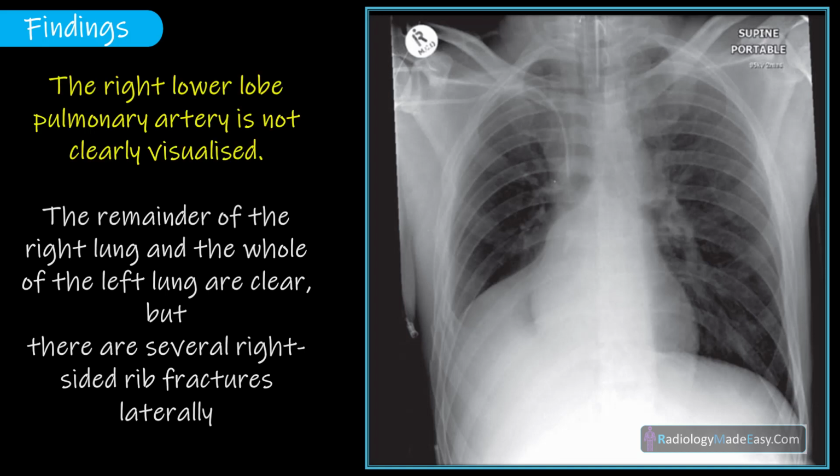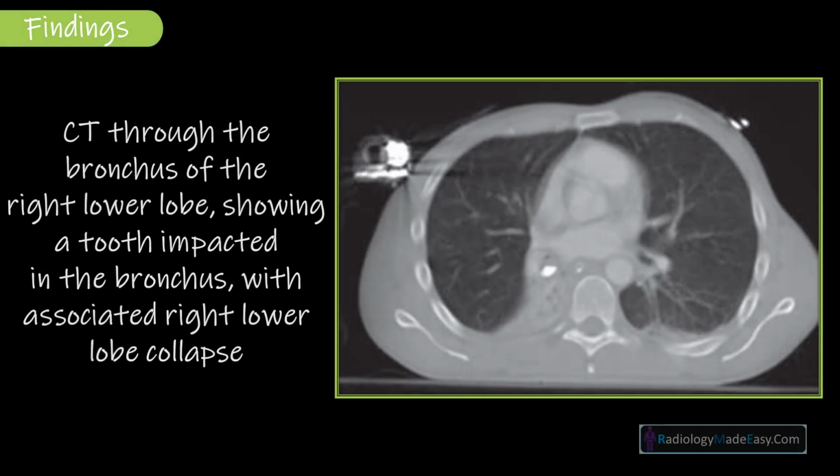Furthermore, the right lower lobe pulmonary artery is not clearly visualized, and the remainder of the right lung and the whole of the left lung are clear, but there are several right-sided rib fractures which are seen in the lateral aspect. So this is a CT image of the same patient which shows a tooth impacted in the bronchus with associated right lower lobe collapse.